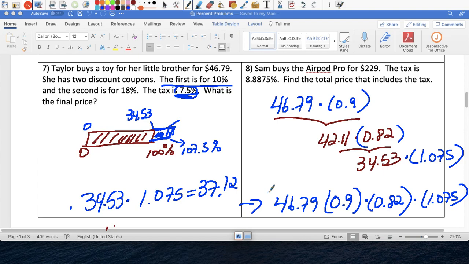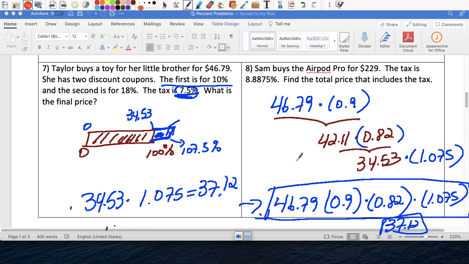So the quick way of doing this was multiplying those 4 numbers, and let's see if we get 37.12. So 46.79 times 0.9 times 0.82 times 1.075. Ta-da! You get $37.12. So you could have just done this. It would have given you the same exact answer.